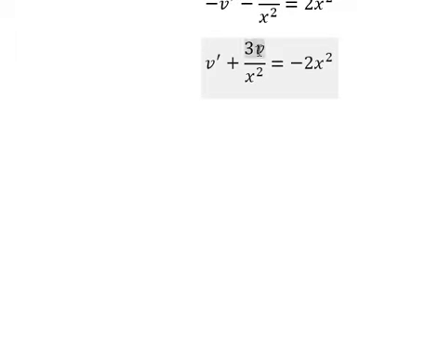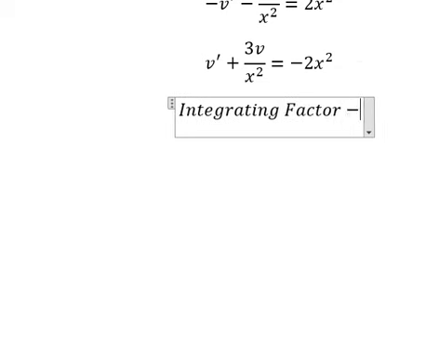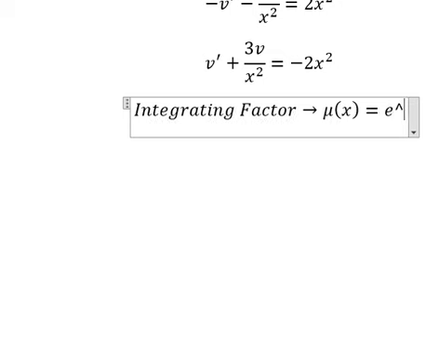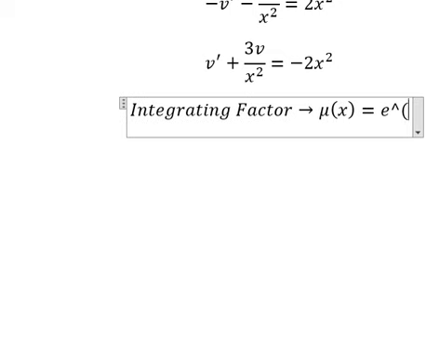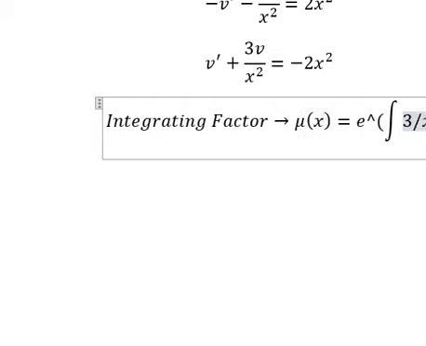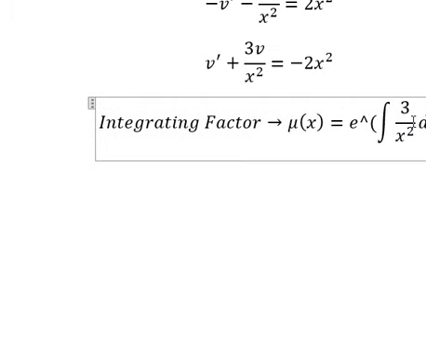So we have v and first derivative of v. We can use the integrating factor. So we need to find mu of s equals e to the power of the integration of 3 over s squared ds.